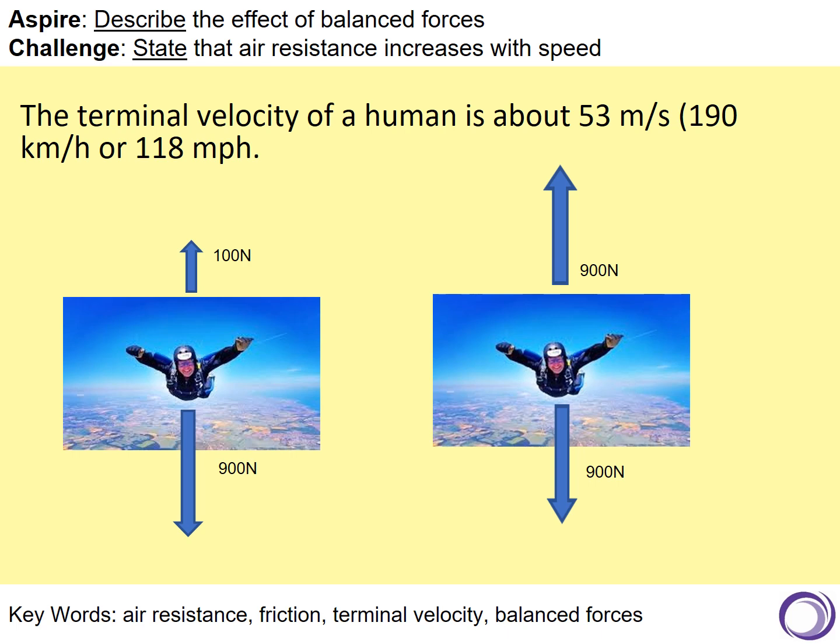So the terminal velocity of a human is about 53 meters per second or 118 miles per hour. So if you jumped out of an airplane, let's say at 30,000 feet, your terminal velocity would be 53 meters per second. However, if you jumped out of an airplane at 50,000 feet, so even higher, actually your terminal velocity would be around about the same, 53 meters per second.